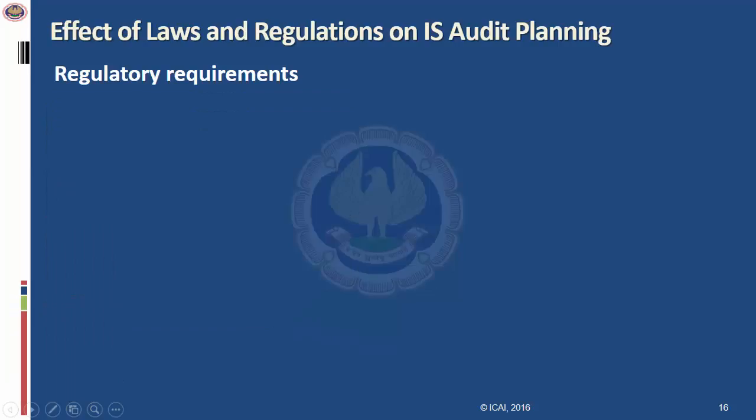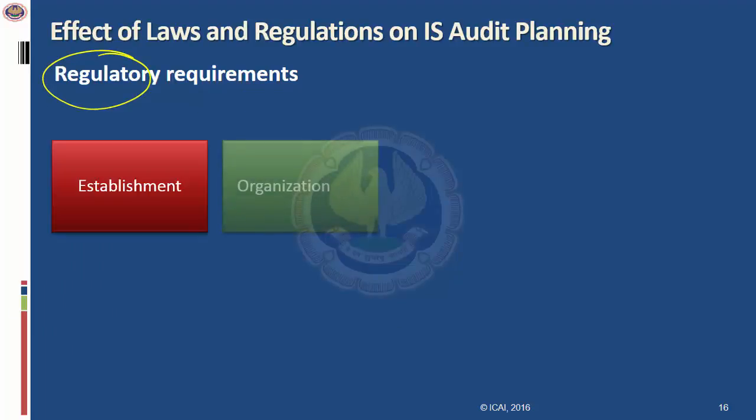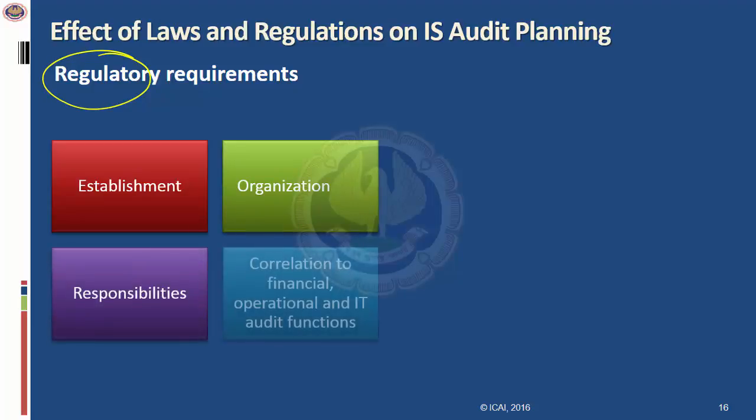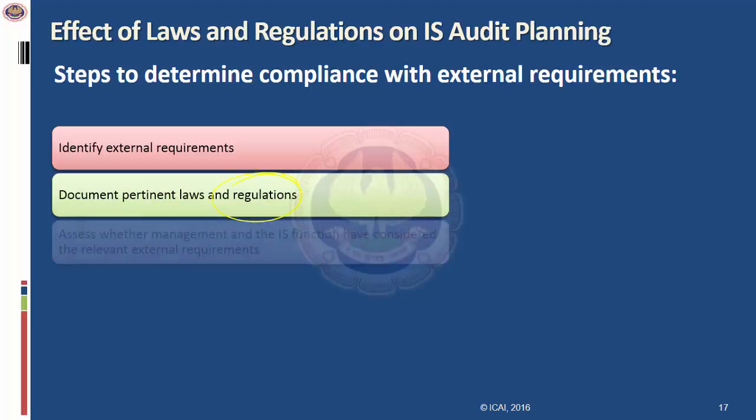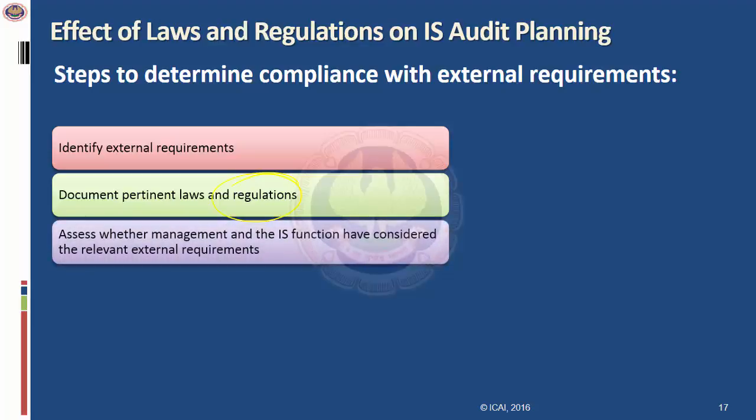So there's nothing special as far as the assignment is concerned. Let's look at the regulatory requirements. The regulatory requirements may also say what is going to be impacting the organization. So you need to understand what requirements are applicable, and decide and include them as a part of your audit. So these are some of the aspects you need to consider. Identify the external requirements, decide what pertinent rules and regulations are applicable, and assess whether the management and the IS function have considered whether all the external requirements have been taken care of.